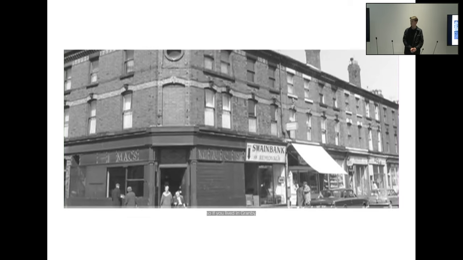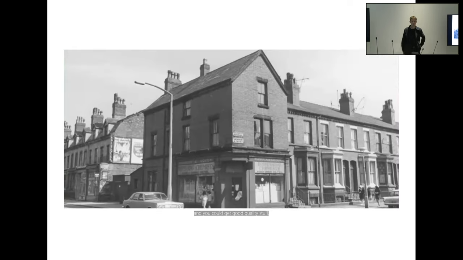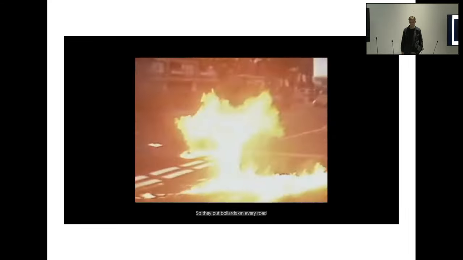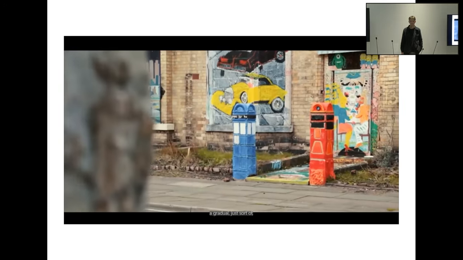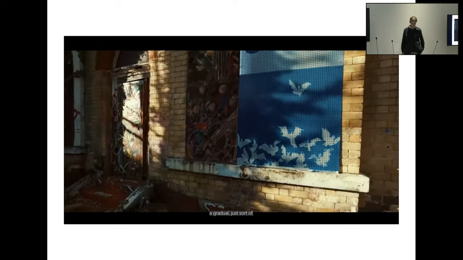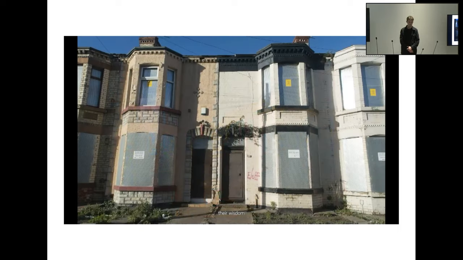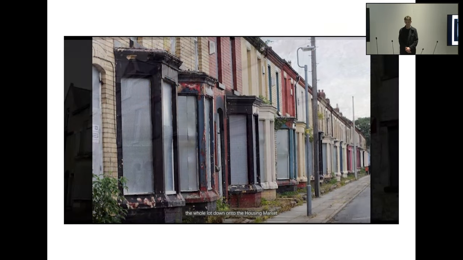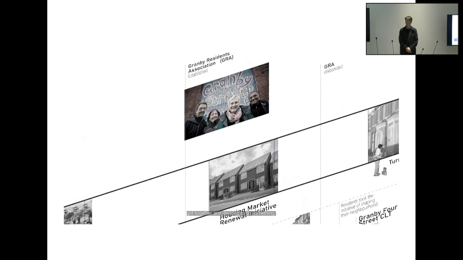There were 93 shops, and you didn't have to go anywhere outside Granby to do shopping. So if you lived in Granby, you could shop in Granby, you could do everything very locally, and you could get good quality stuff. Racism from the 50s really led to the uprising of 1981. Then the area was ghettoed off by the police, so they put bollards on every road, so that there was only one way in and out of the Granby Triangle, and then there was a gradual just sort of letting the place rot. Then the council decided they were going to knock the whole lot down, and the housing market community urban initiative, and that's when people at Granby got together and decided to do something.